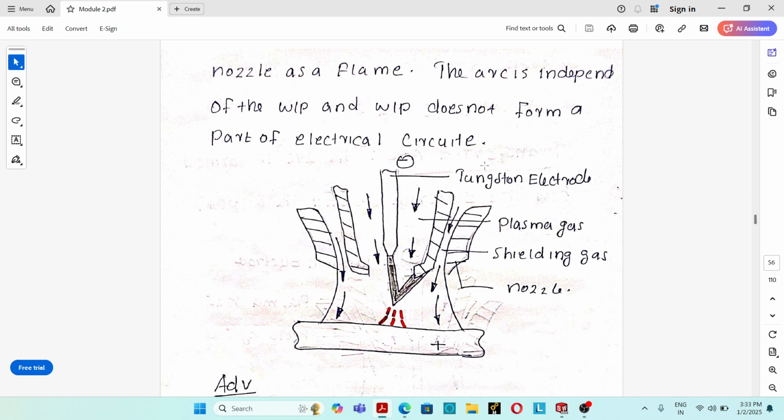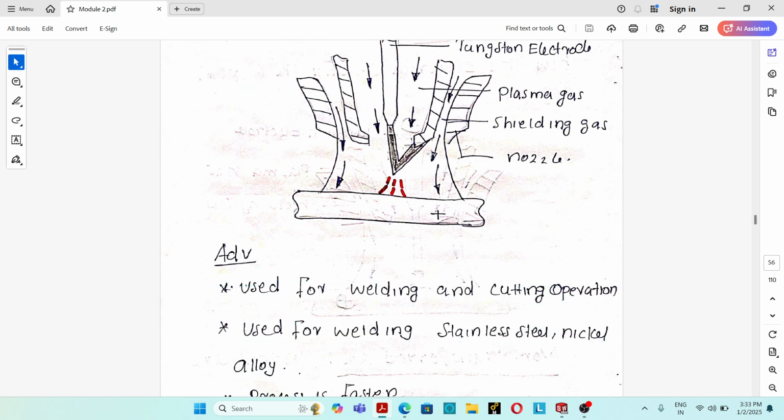This type possesses less energy density as compared to transferred arc plasma, because the workpiece does not form part of the electrical circuit. It is used for welding applications involving ceramic and metal spray processes. So these are the two classifications of plasma arc welding process: transferred arc plasma welding process and non-transferred arc plasma welding process.